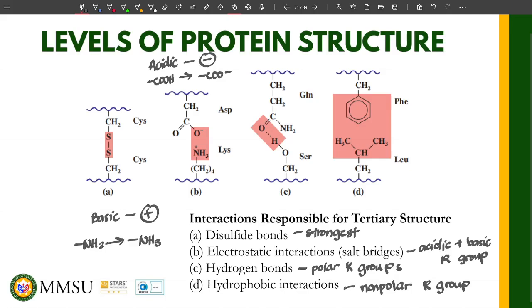Kaya, nagkaroon ng hydrophobic interactions. Interactions from the non-polar side chains. So examples of this one would be the phenylalanine and leucine. And both of these are non-polar amino acids. And so magkakaroon ng interaction between your benzene ring dito and also your isopropyl. This is the isopropyl, hindi itong buo. Ito lang yung isopropyl. So, ayan yung hydrophobic interaction.